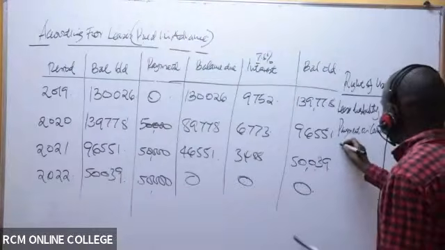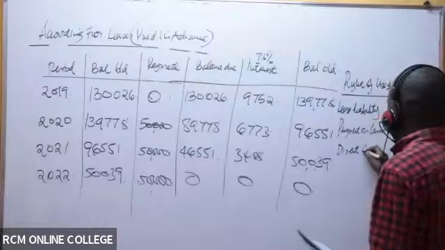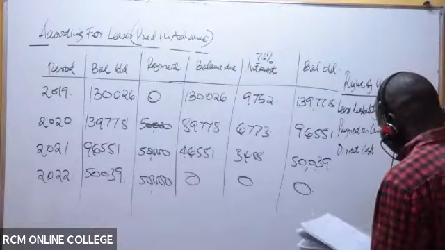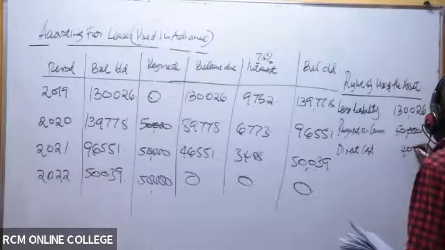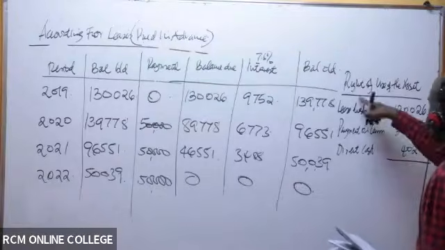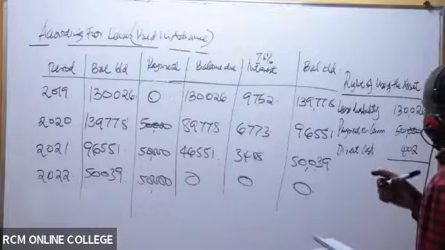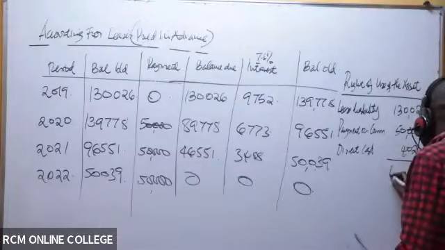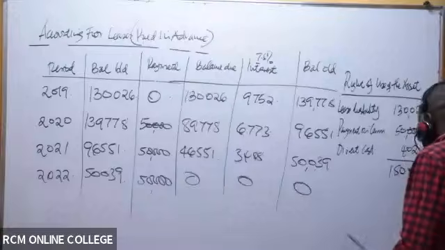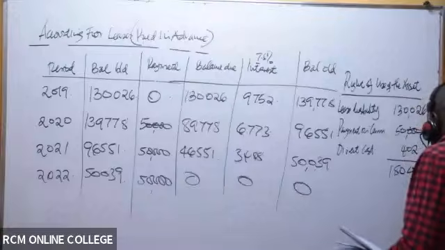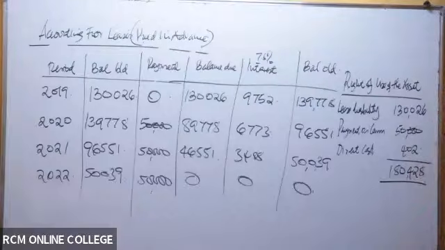Then of course, in this case, there was a direct cost. Direct costs, it was an amount of 402. So it means the right of use that you will take to the balance sheet extract, as the non-current asset, will be 180,428.